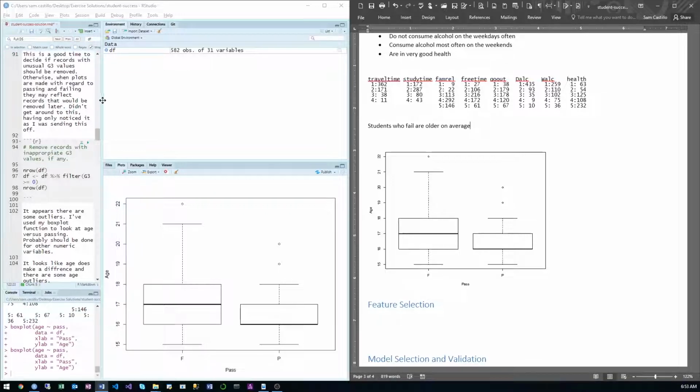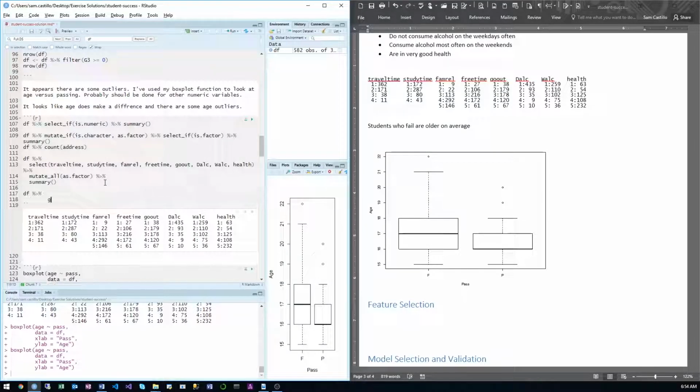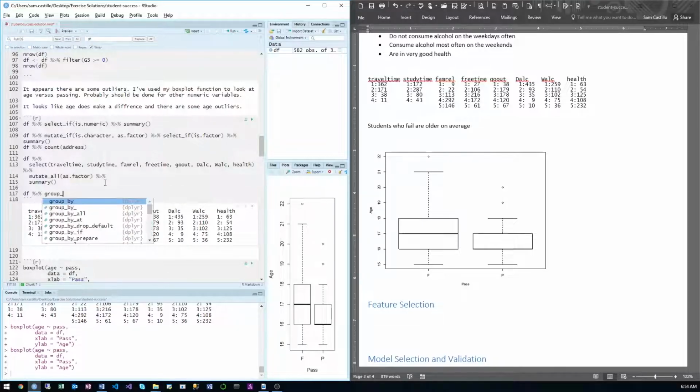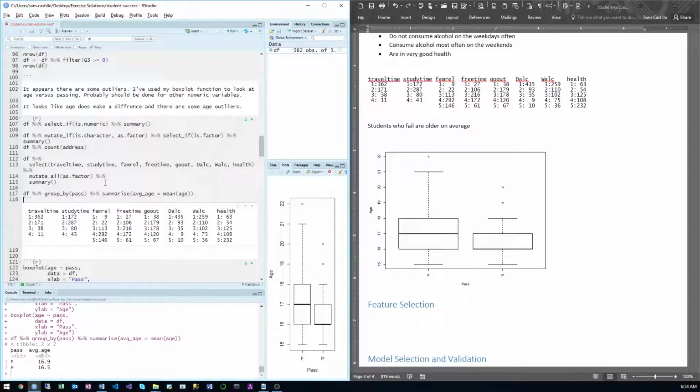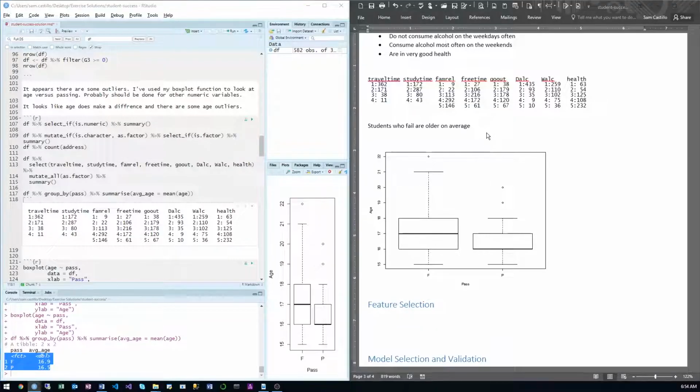Let's just look at the age. So let's get the average age by those who pass versus fail. And that is 16.9 versus 16.5.